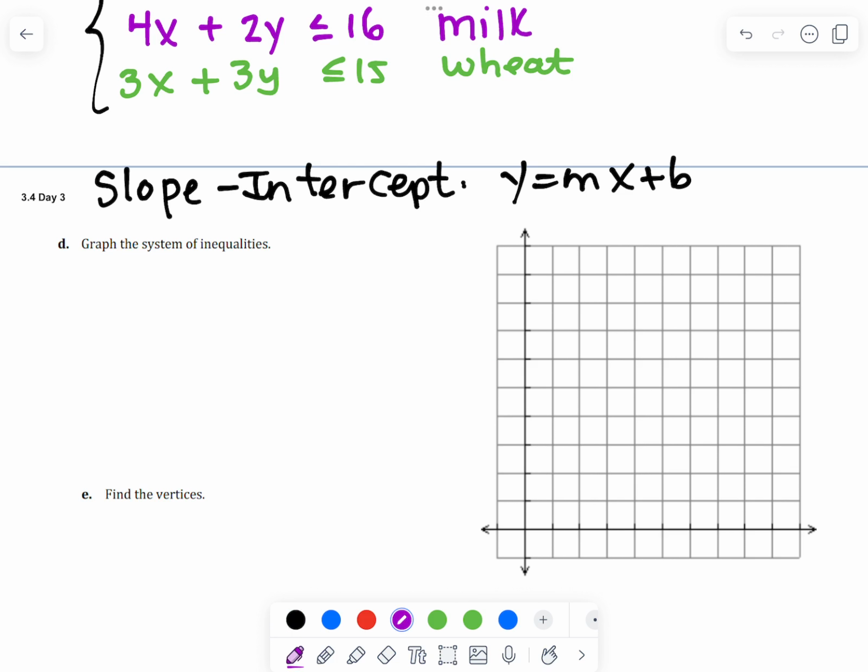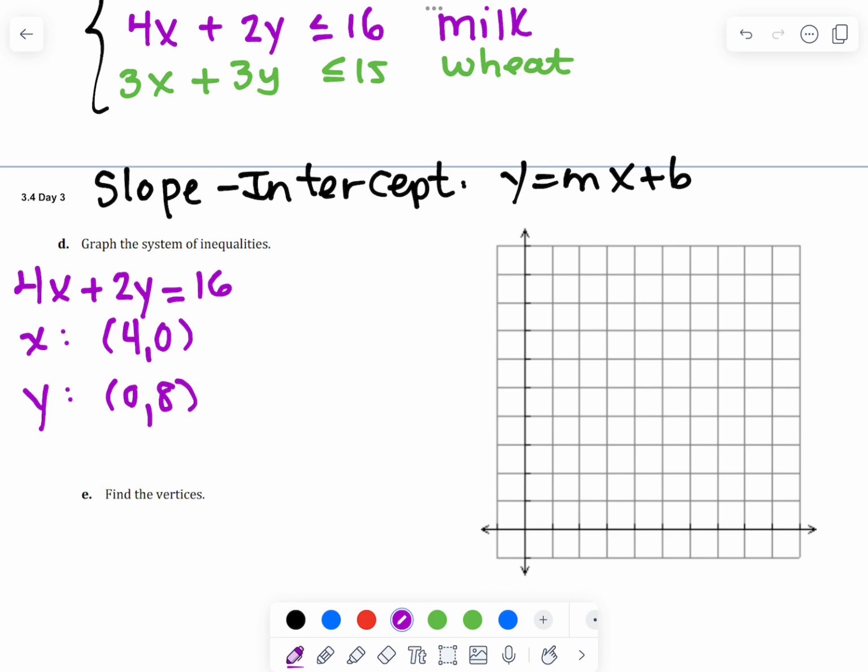Now we've spent some time in previous examples finding the intercepts. For our equation for the milk, the x-intercept will be 4, 0. The y-intercept will be 0, 8. For the wheat, the x-intercept will be 5, 0. The y-intercept is 0, 5.